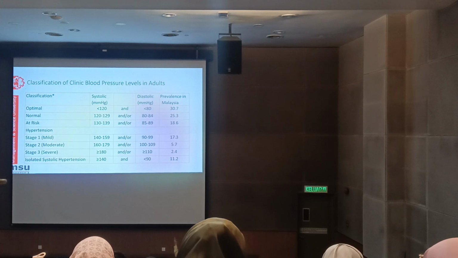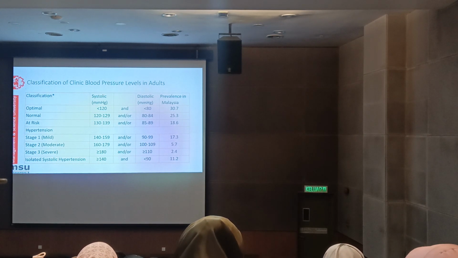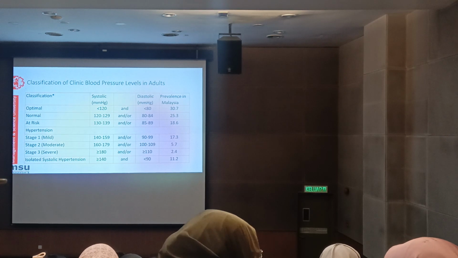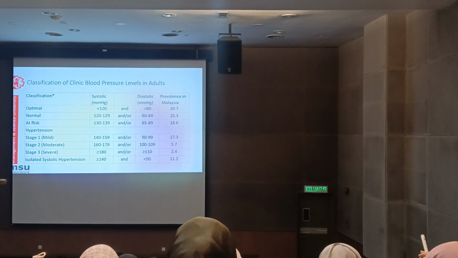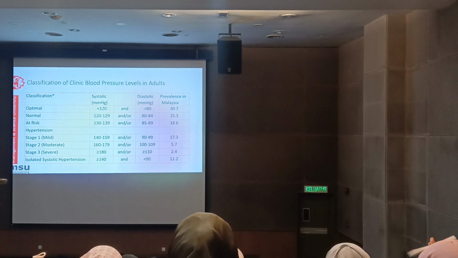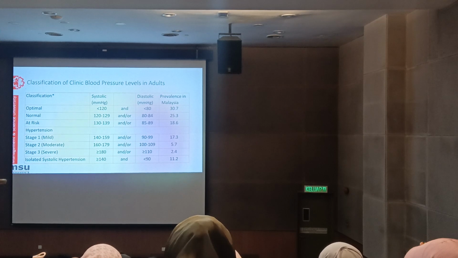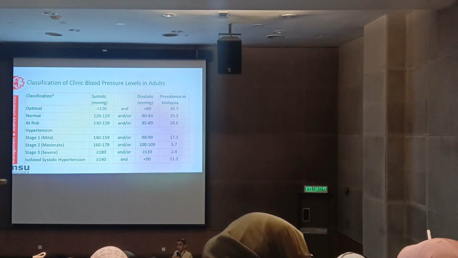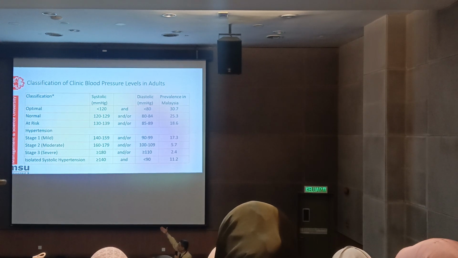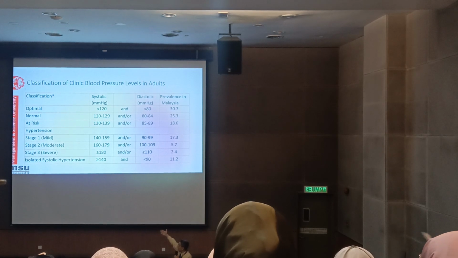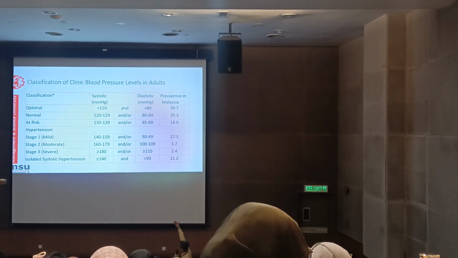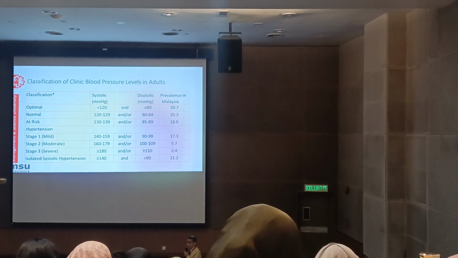If the patient is at risk, the systolic should be maintained from 130 to 139, and or from 85 to 89. Okay, and the figures in the last column are about the prevalence in our Malaysian population. So this is all very important. Okay. So that is the classification, when I say hypertension stage 1, 2, 3, or isolated systolic hypertension, this is the classification and this is the characterization.